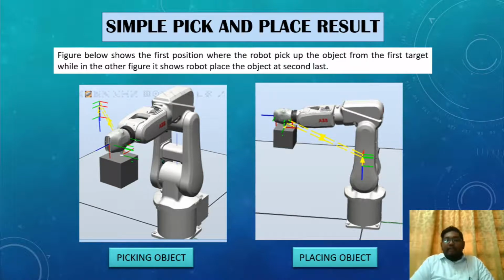After understanding how simple pick and place is done, then we can research more to integrate the robot arm with a moving conveyor.